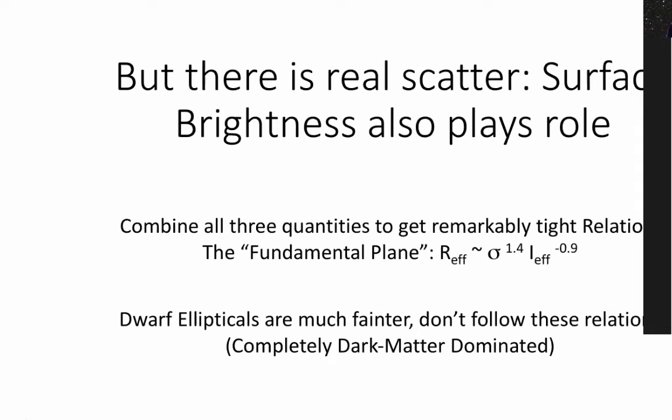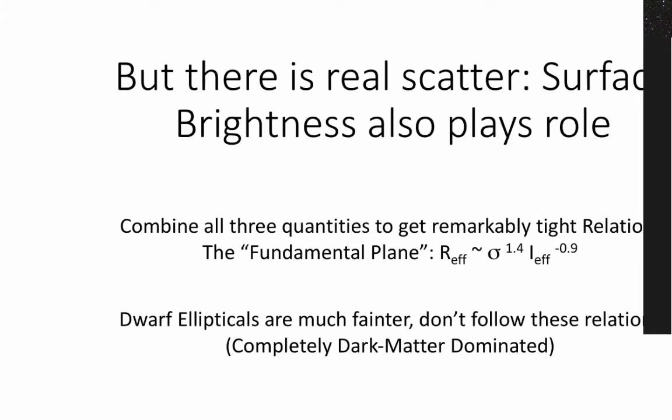Tully-Fisher was nice. I was comfortable with that. That was a straight line, and all the spiral galaxy disks were right on the line. With elliptical galaxies, you measure these three things, plot them in a three-dimensional space, R effective, I effective, velocity dispersion. You don't find everything falling on a line. You find everything falling on a plane.